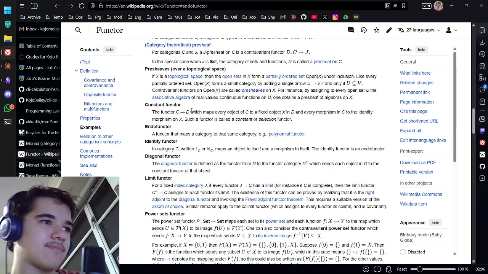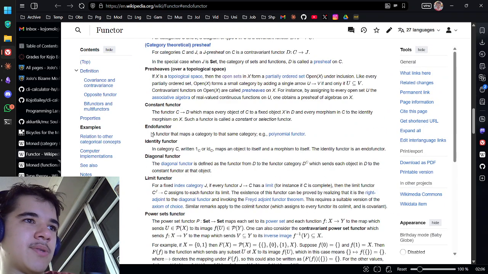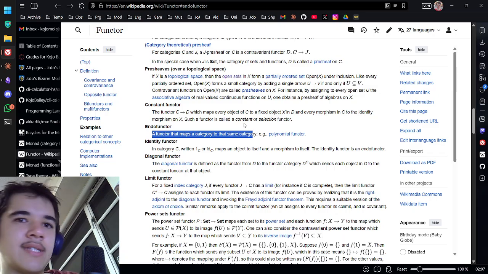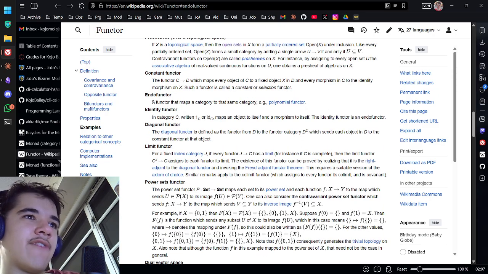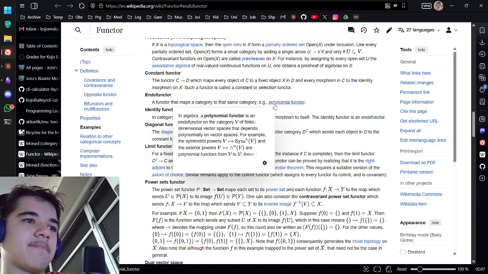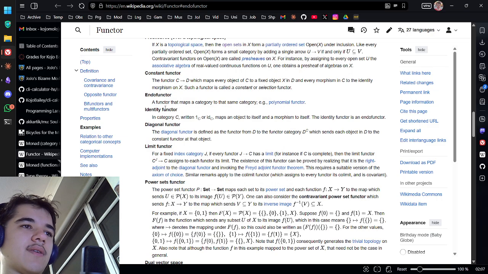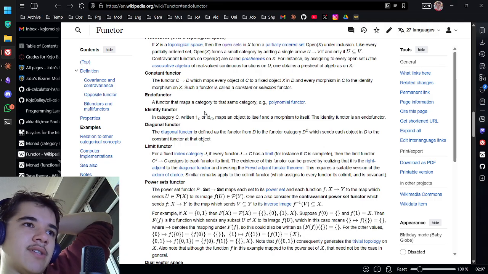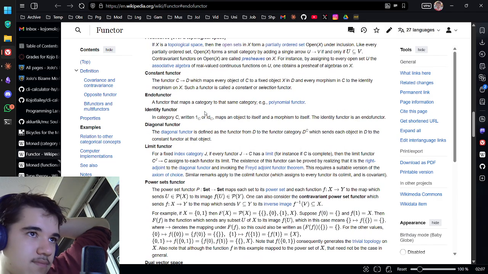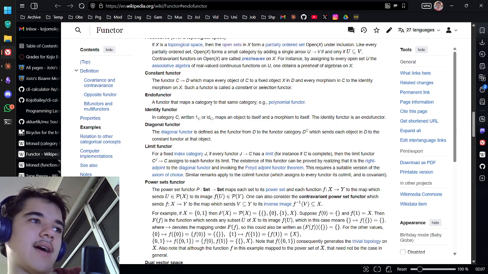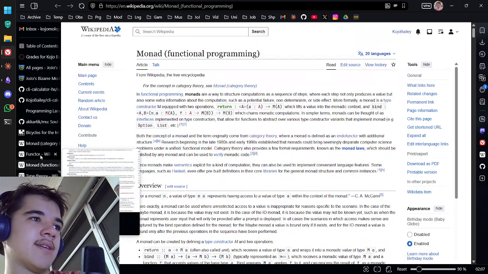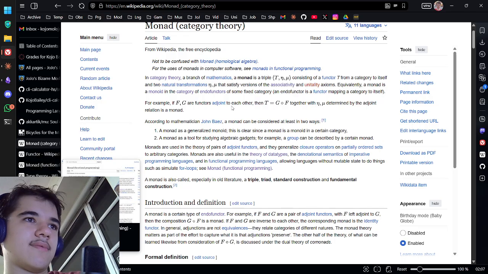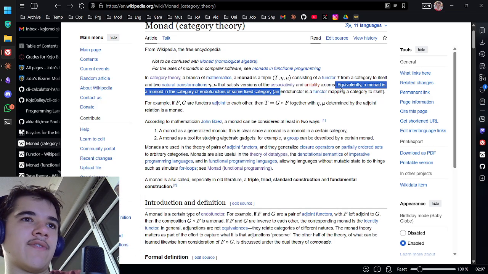Okay, take me to the endofunctor page here. Seems like it's not a deep concept. An endofunctor is a functor that maps a category to the same category, e.g., a polynomial functor. Other ones include the identity functor, which is a type of endofunctor. Good to know. I can see why I put this in brackets, because it's not even a real page.